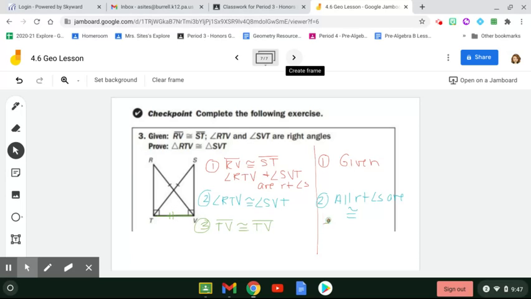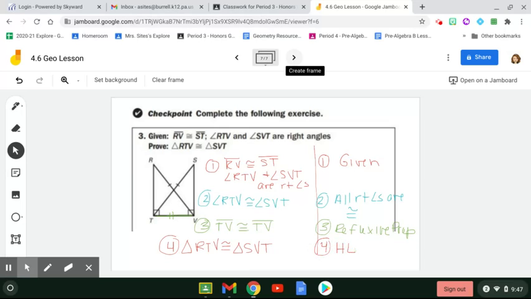Before I can do that, though, I'm going to use reflexive property. So I got my leg in green. I already had the hypotenuse given to me. So I'm going to say triangle RTV is congruent to triangle SVT, and that is by hypotenuse leg.